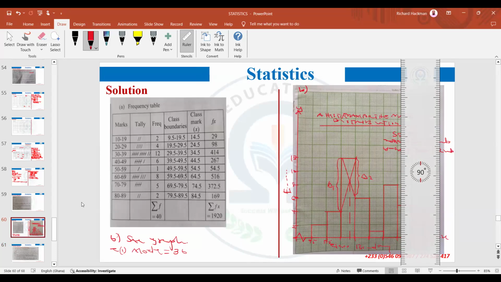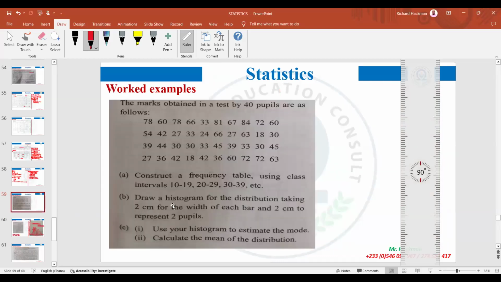I said usually let the question guide you to state your title. So the question says draw a histogram for the distribution. So in actual fact, it will be a histogram for the distribution. But if you know the exact distribution, you can be exact in your title. Here you are dealing with marks, so it will be a histogram for the mark distribution. So if this is age, a histogram for the age distribution.